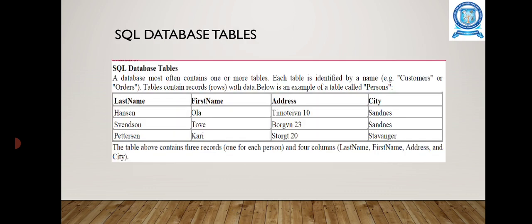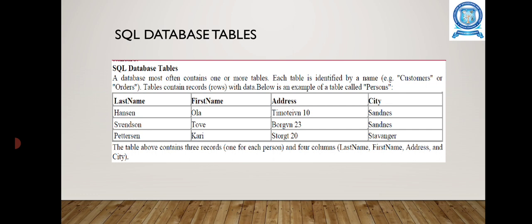SQL database tables. A database most often contains one or more tables. Each table is identified by a name, for example customers, orders, or student. The table contains records, that means rows with data. This is an example of one of the tables. Here the table is called person. The last name, first name, address, and city are the columns. That means these are the attributes of that particular person.